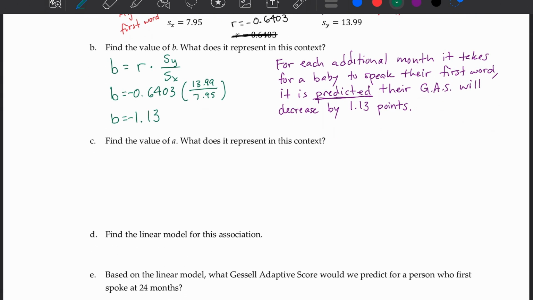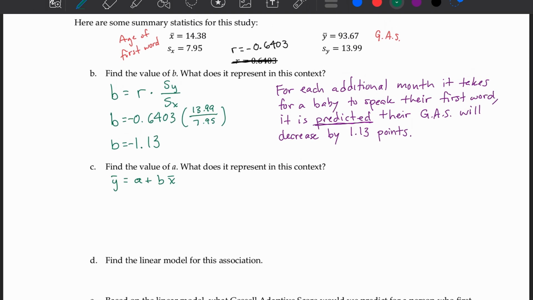C, we're going to go ahead and find the value of A. Well, now that we have B, that's going to help us out because the formula involving A is this one here. We've got Y bar equals A plus B times X bar. And before finding B, we would not have been able to do anything with this formula, but now we can here. So let's plug in the things that we have. We have that the Y bar is 93.67. We don't know A, and that's what we're going to solve for. We just found that the B value is negative 1.13, so we'll toss that in. And our info up above says that our X bar is 14.38.